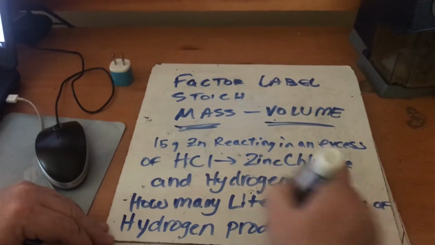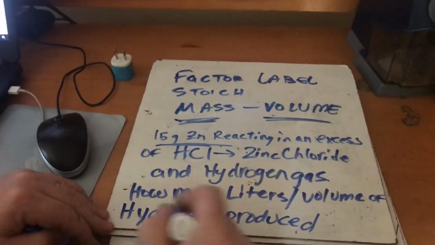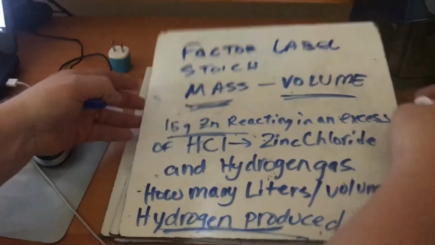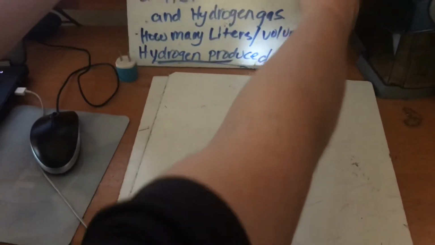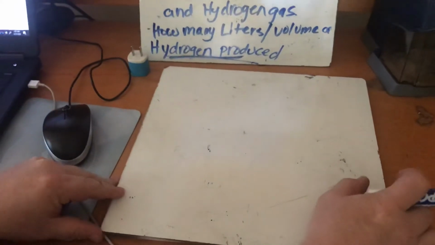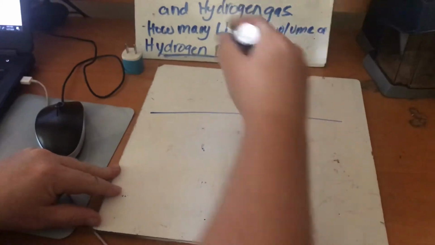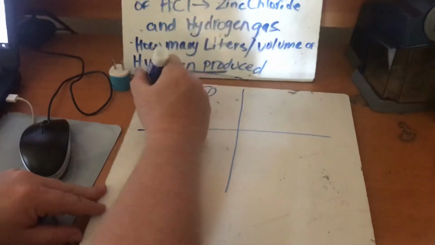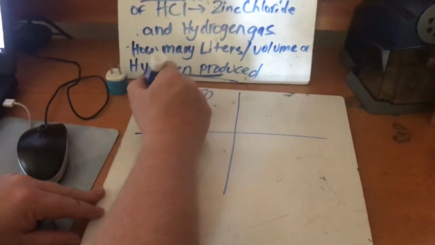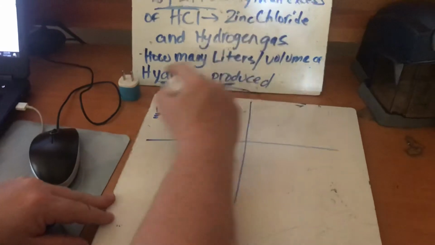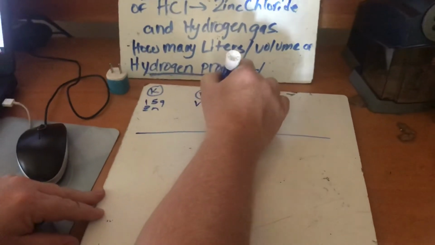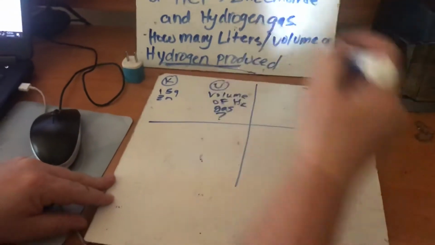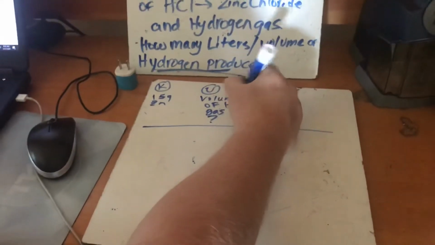So we're saying, okay, we have this much zinc, and we want to know how many liters, or what's the volume, of hydrogen being produced. Okay, so keep this in view. We've got this factor label going on. So basically, we have to first say, what is our known, K, and our unknown, U? Our known is 15 grams of zinc. Our unknown in this scenario is the volume, or how many liters of hydrogen gas. That's an H2 right there.